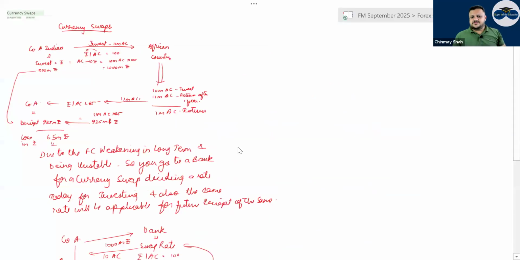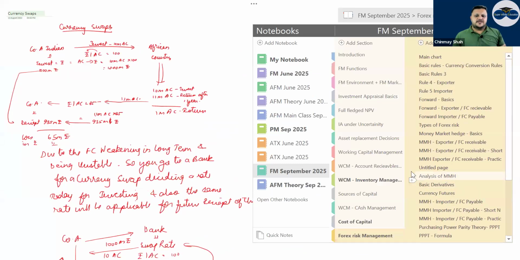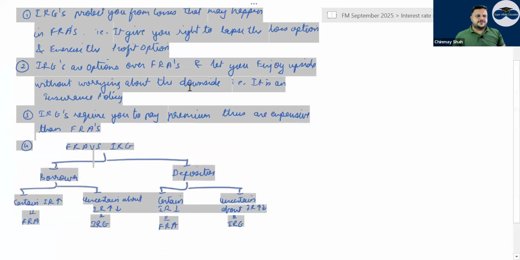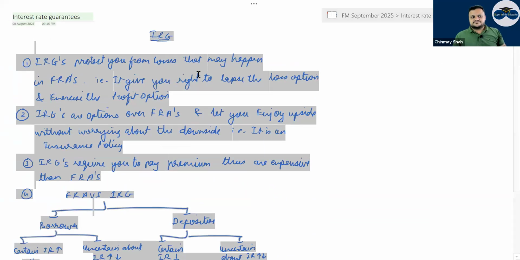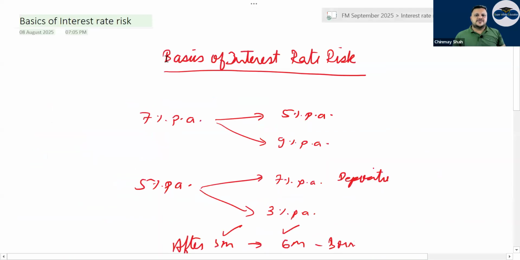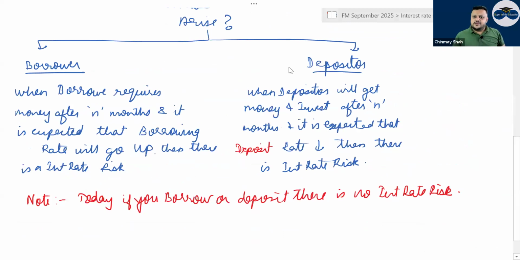Right? This is nothing but foreign currency risk management, forex risk management. Quickly come into your interest rate risk management. What is your interest rate risk management? Have a look. When does interest rate risk arise? Now see, if I want to borrow or deposit today, is there an interest rate risk today? If I want to borrow or deposit today, no.